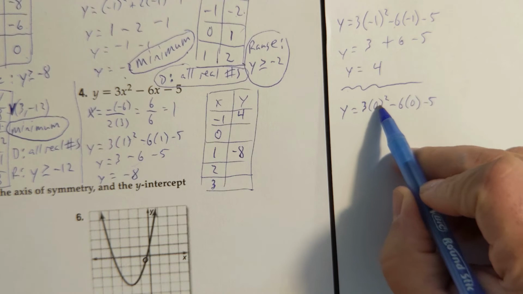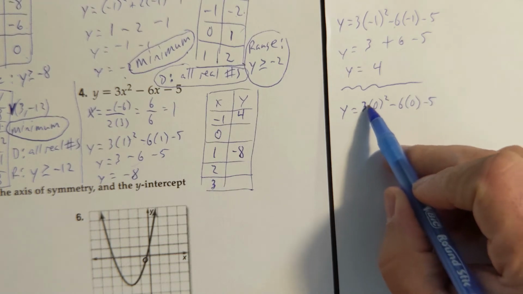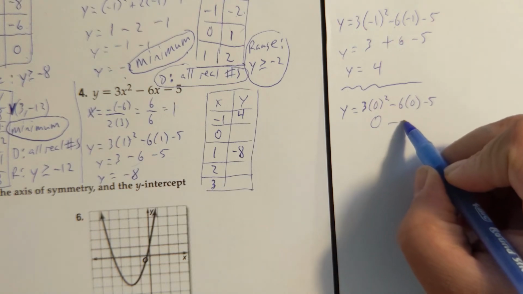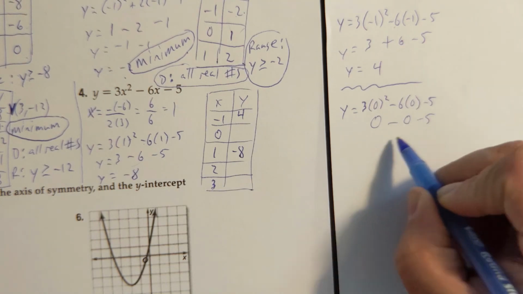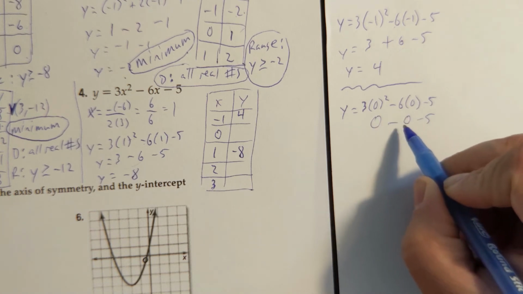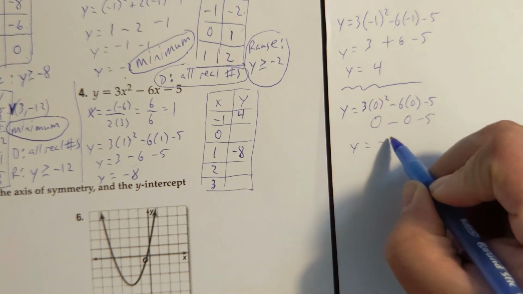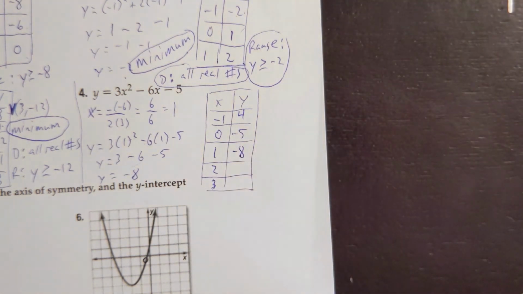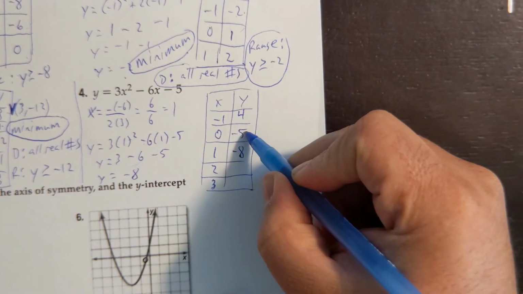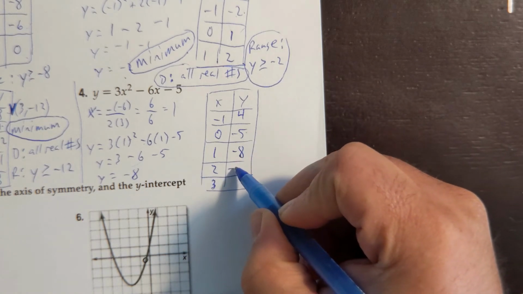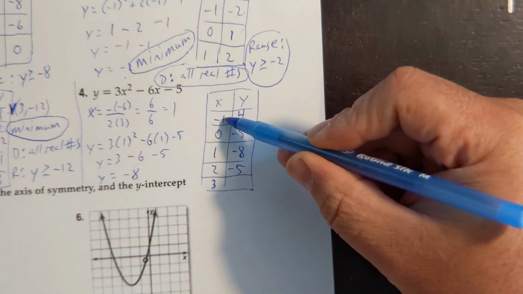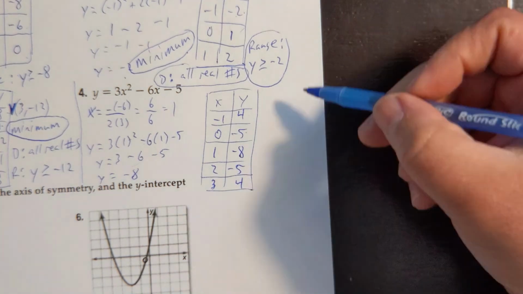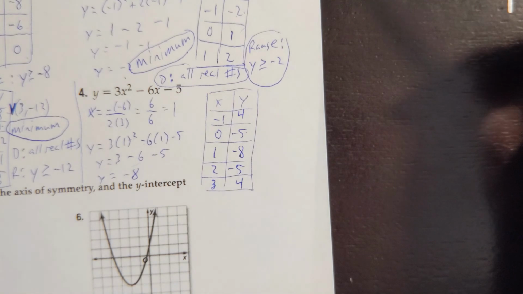Zero to the second power is 0 times 0, so that's 0. 0 times 3, still 0. Negative 6 times 0, still 0. So 0 minus 0 is 0, and 0 minus 5, you're at negative 5. We have the 2 that we had to work for. These other 2 are going to be easy. If this is negative 5, where the 2 is at is going to be negative 5. And if the negative 1 gave us a 4, that means the 3 will also give us a 4. So this is still positive.